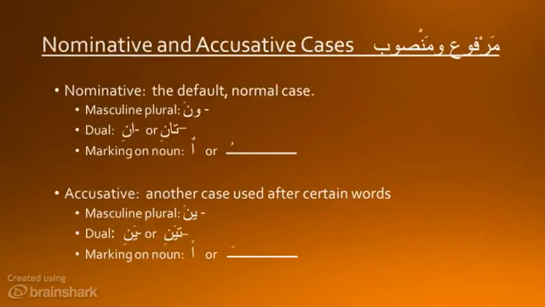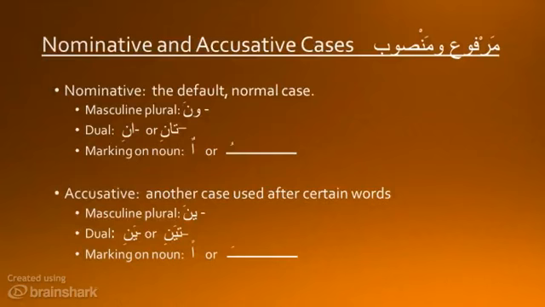So let's look first at the nominative, which is the default normal case. The masculine plural ending is una. If you remember when you learned the masculine plural, you were told there were two choices, una and ina. These are different case endings, and that's why so far you haven't been asked to use the ina ending. The dual ending, again, is ani or tani, depending on whether it's masculine or feminine. The marking on the end of a noun is a dhamma or tanween dhamma, which is a double dhamma.